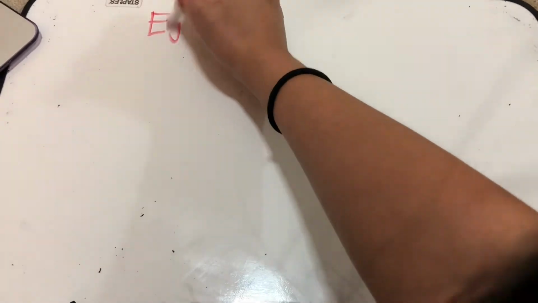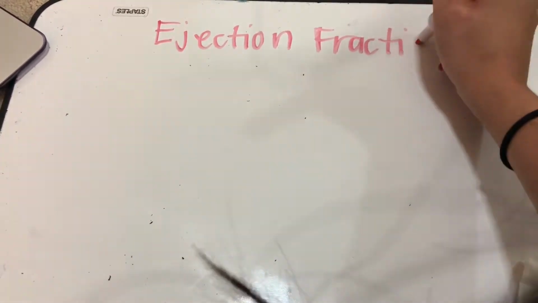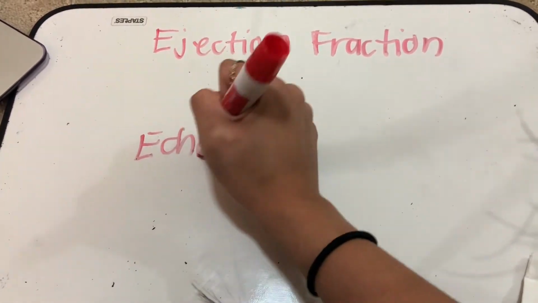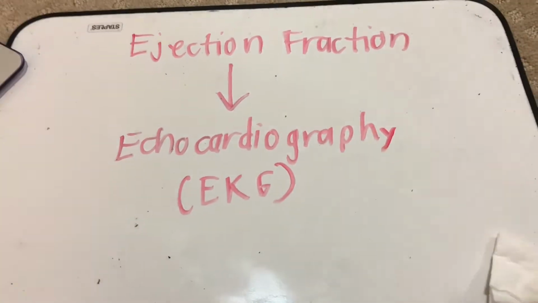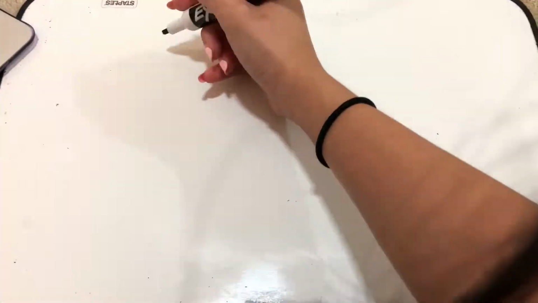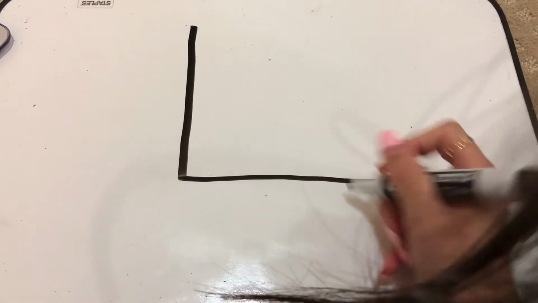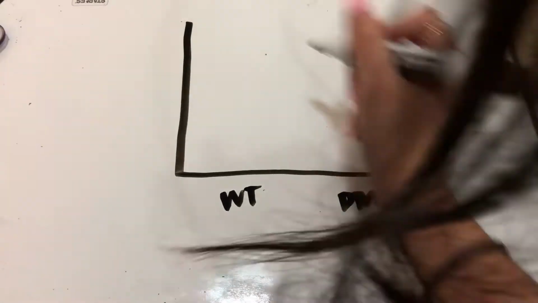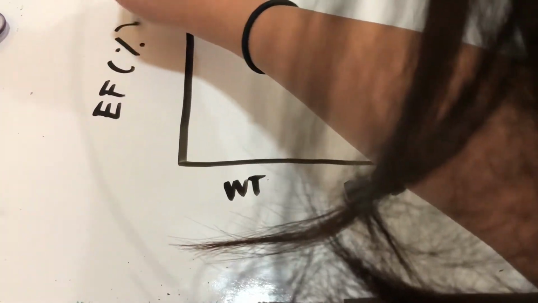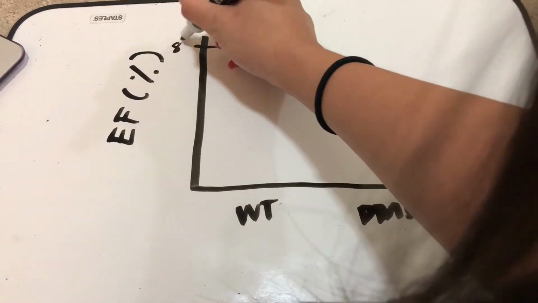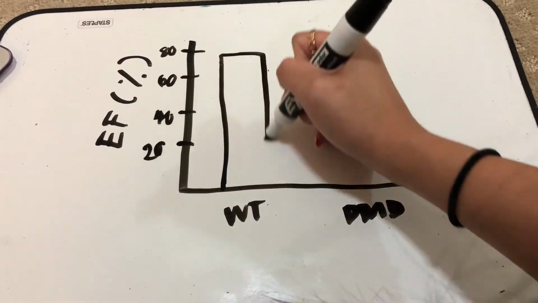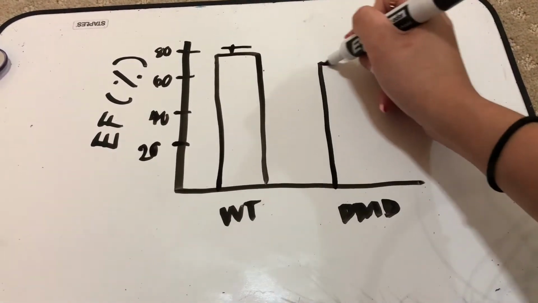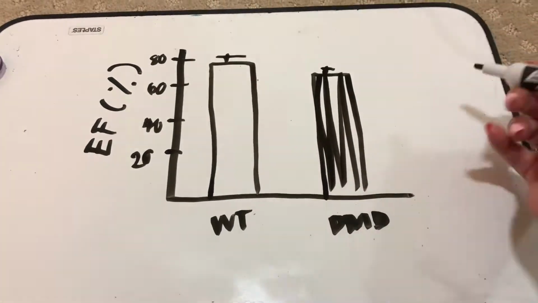Ting Sui and colleagues also measured the ejection fraction of the DMD rabbits through an echocardiography, or EKG. Comparing it with wild-type rabbits, DMD rabbits showed a significantly lower percentage of ejection fraction, which indicates cardiomyopathy.